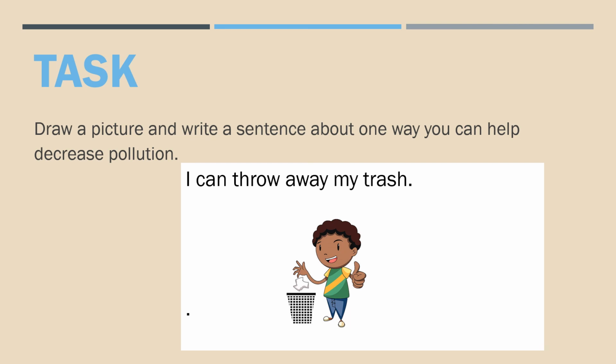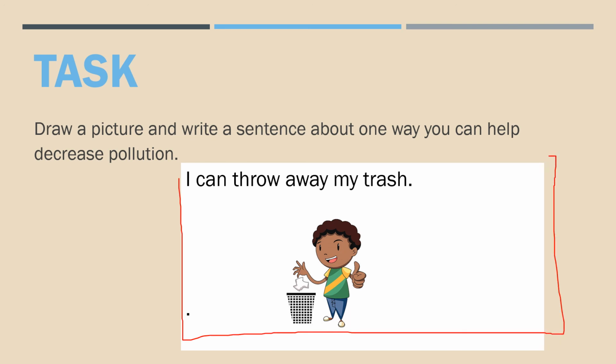All right, friends, it is your turn. I want you to take a piece of paper and I want you to write me a sentence about one way you can help stop pollution, one way you can help decrease pollution. After you write your sentence, then I want you to draw a picture that matches. So down here, you can see my piece of paper, and my sentence says, I can throw away my trash. And then I drew a picture of a little boy throwing away his trash. That's one way I can stop pollution.